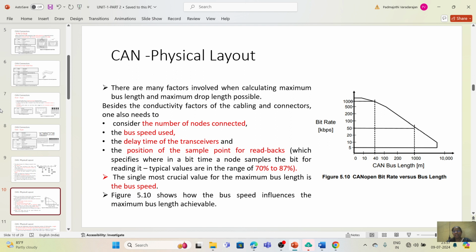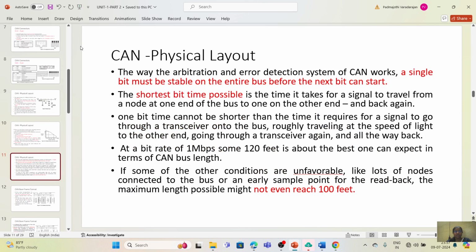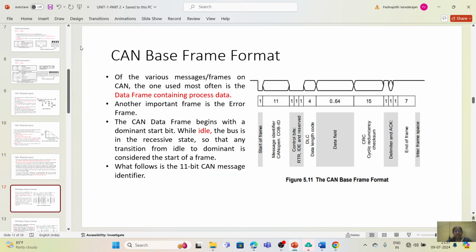If the bit rate is less, you can have more CAN bus length. If the bit rate is 100 kbps, you can see the bus length will be around 150 meters. So it is inversely proportional. The next thing will be the CAN base frame format.